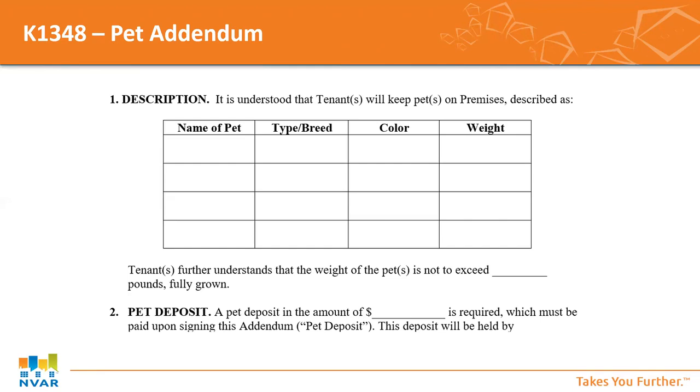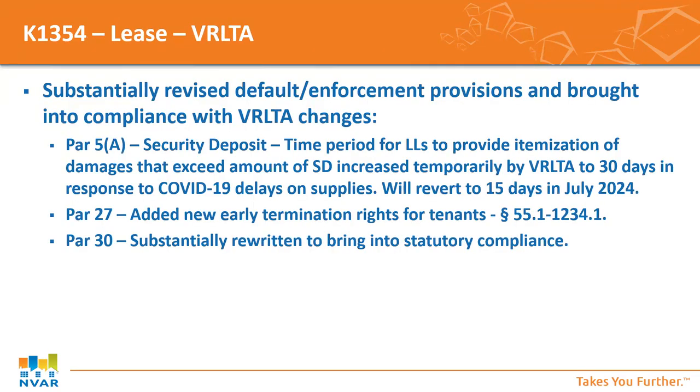Okay, and just as a screenshot, I wanted to show you what the new chart looked like in the pet addendum. So I hope it's clear. So for the lease itself, again, we noticed an increase of complaints about leasing and enforcement generally. We had a lot of landlord-tenant issues come up this past year. So we have substantially revised the default and enforcement provisions of the lease itself, mostly to bring it into compliance with the law. We found that it wasn't in compliance.